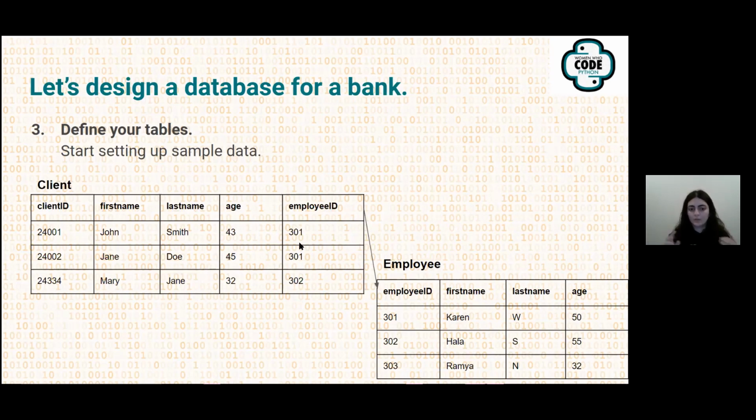But what you're talking about is a many-to-many relationship. So John Smith has multiple employees servicing him throughout his entire time being a client at this bank. This would entail a totally different design.